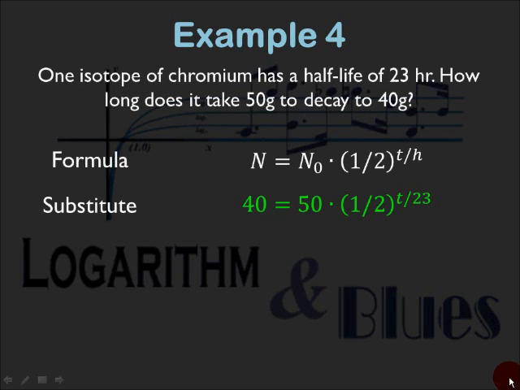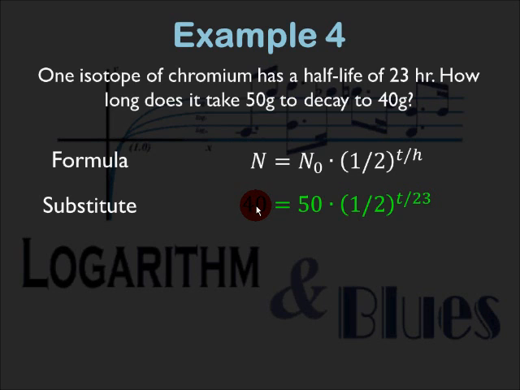You get 40 equals 50 times 1/2 to the T divided by 23 power. Now, when you do these half-life problems, you should notice that the N is always going to be less than what you started with, because this is a matter of decay. When we did the doubling time problems, N should always be greater than what you started with because your population is increasing. And the same with the compound interest. You should always end up with more than you started with if you have a positive interest rate or percentage.